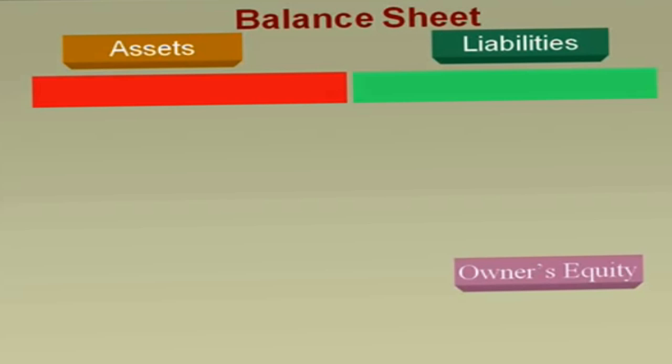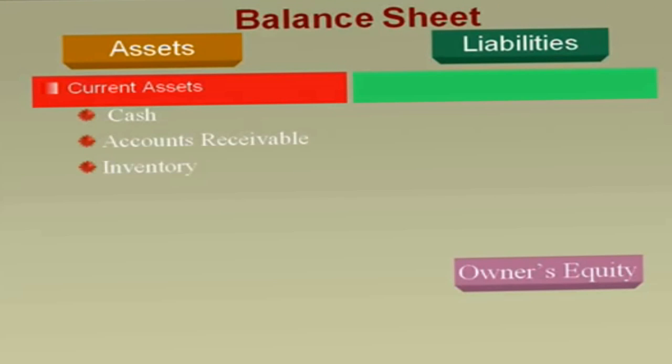The assets are broken down into two categories. Current assets. Current assets are short-term assets. That's assets which last less than 1 year. Can you give me examples? Think about it. Have you thought about it? Let me give you some examples.